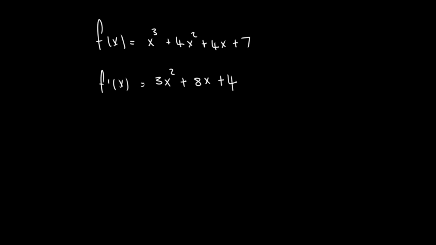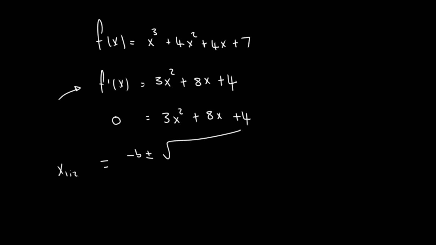Okay, well, what do we do now? Now that we've derived this function, we can simply set it to 0. F prime of x we set to 0, and then we solve for x. Now again, we're going back to basic algebra, where we have x sub 1, 2 is equal to negative b plus minus the square root of b squared minus 4ac over 2a.